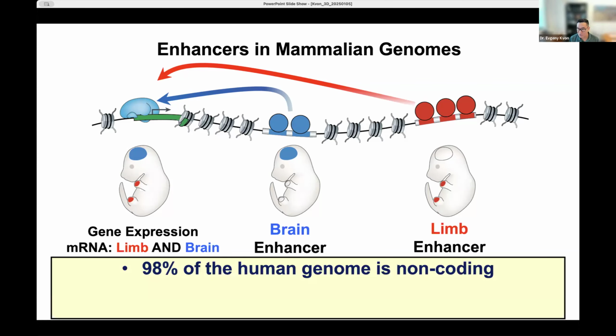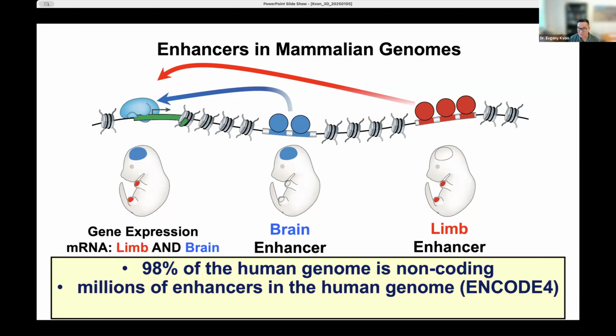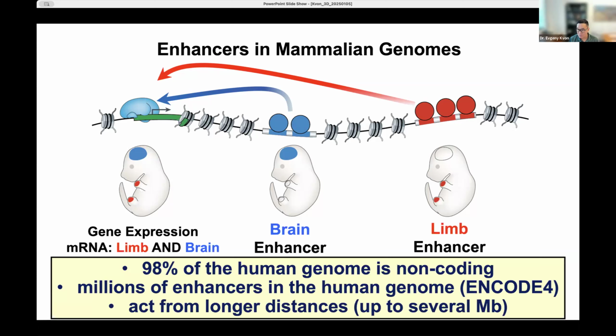So one of the challenging things about studying enhancers is that they are located in a non-coding part of the genome, which is actually the largest part of our genome. 98% of our genome is non-coding. By some recent estimates from the ENCODE project, the human genome contains probably several million enhancers, so they far outnumber the genes in our genome. And another feature of mammalian enhancers is that sometimes they act from very long distances, sometimes up to several million base pairs.